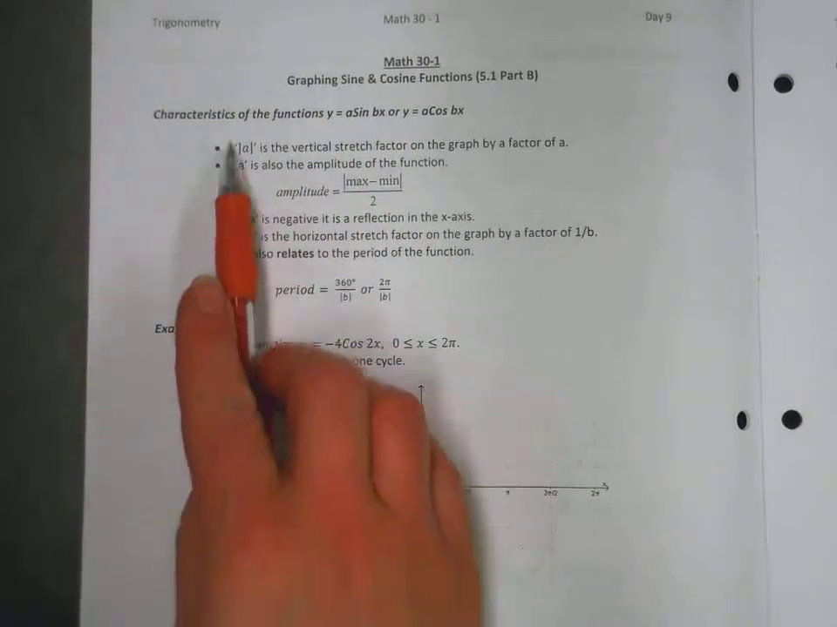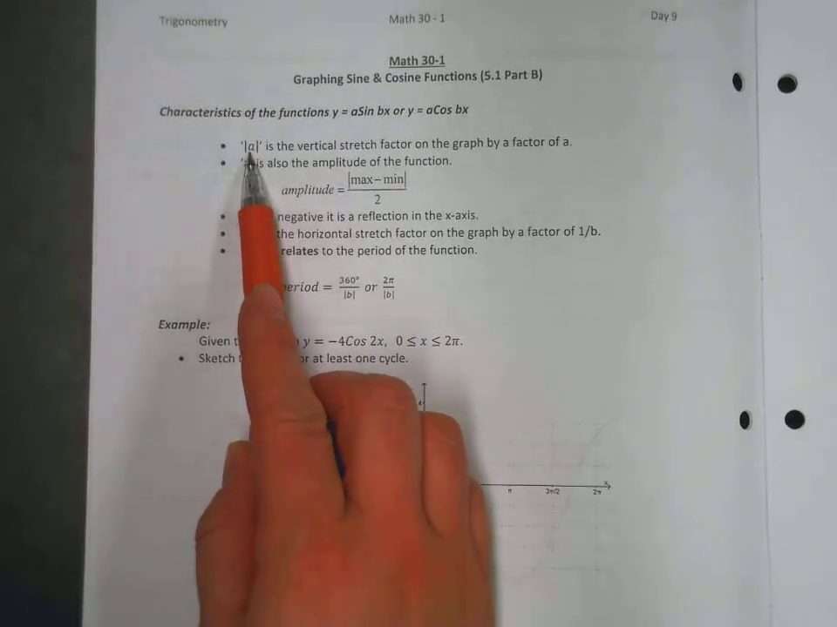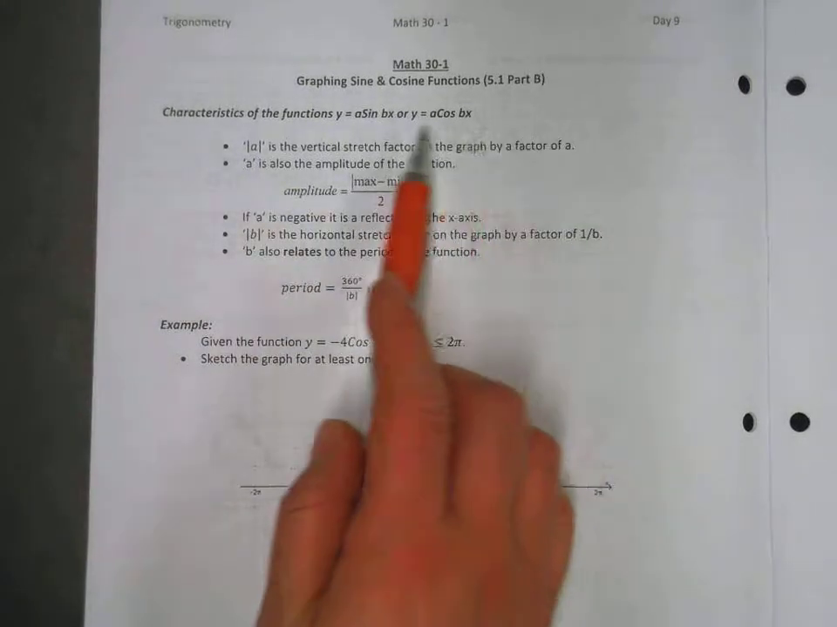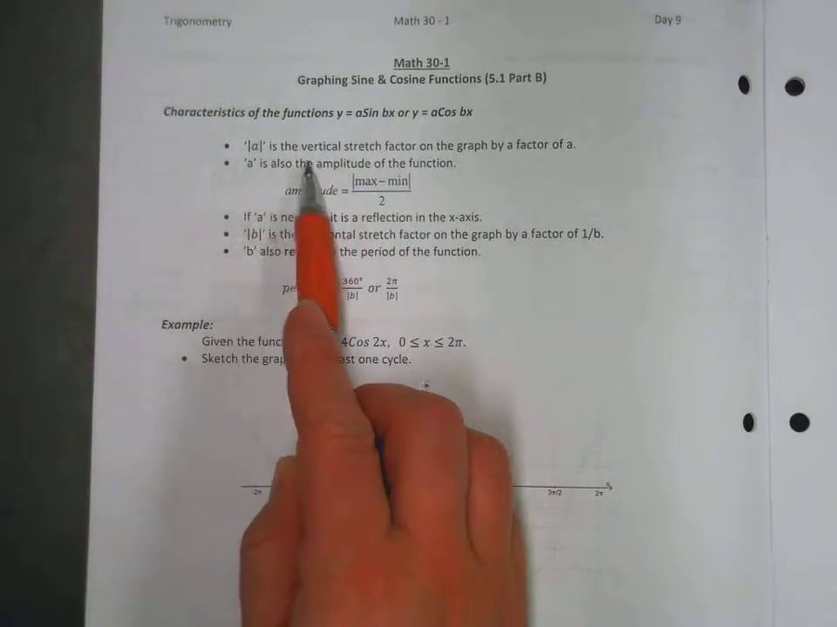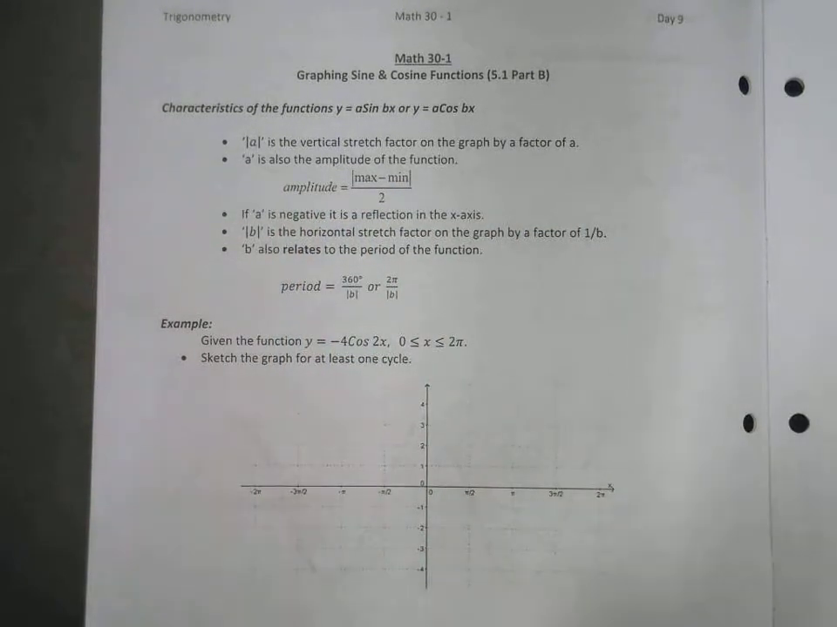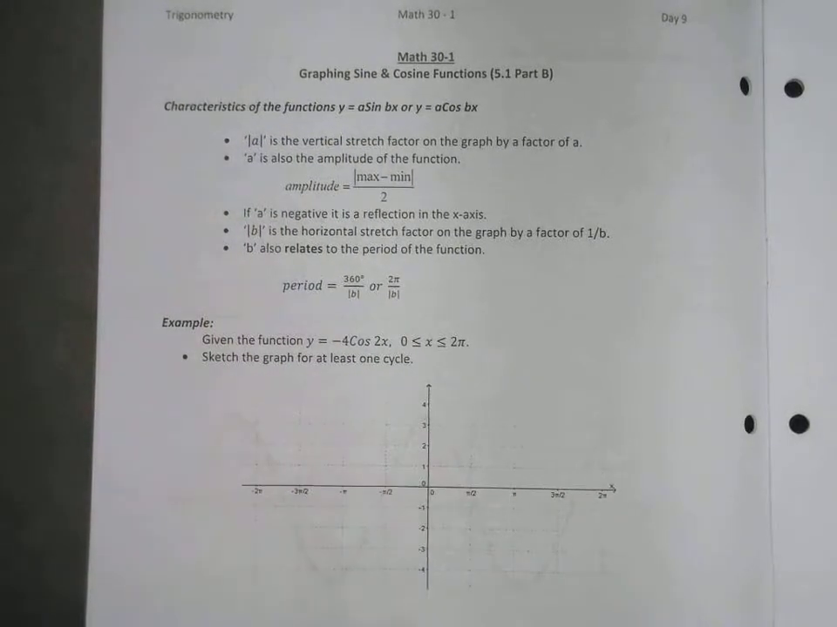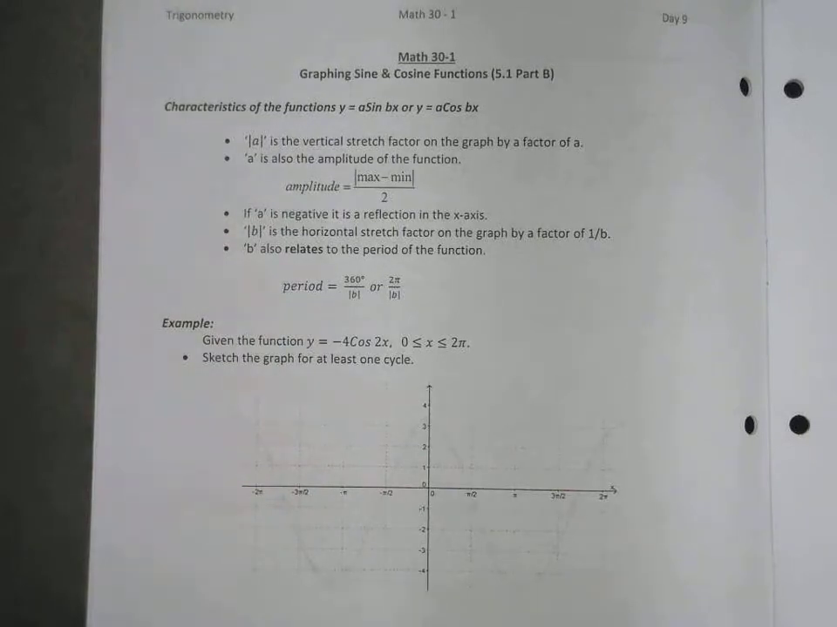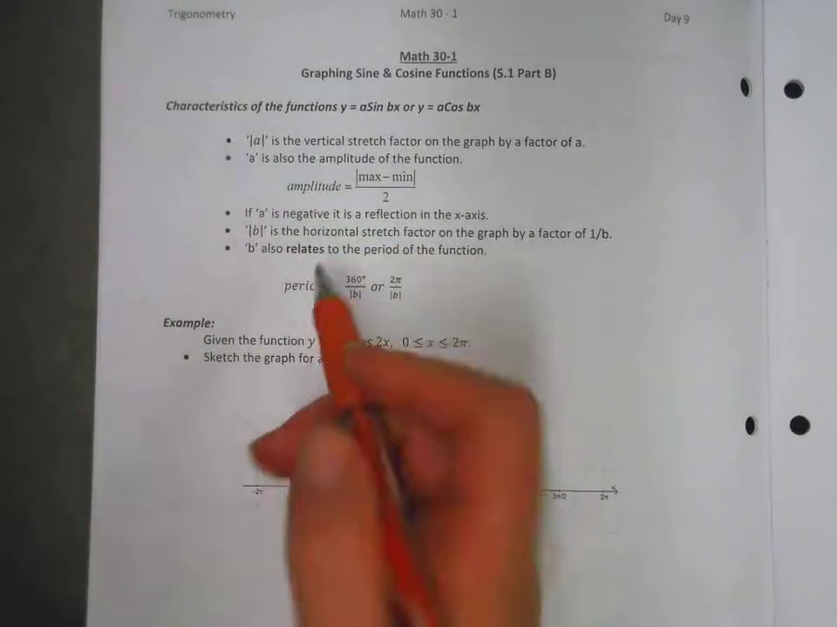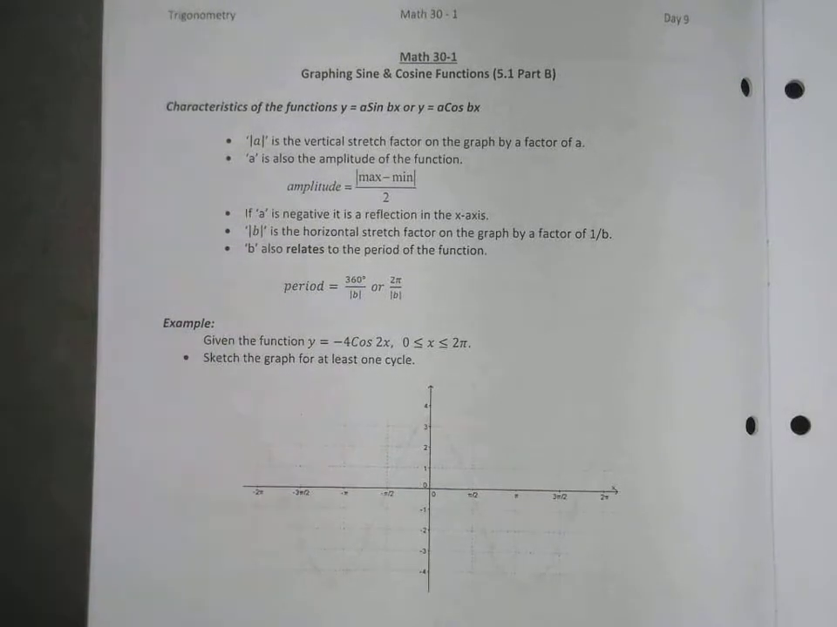So just some review. The absolute value of a is going to be the vertical stretch factor on the graph by a factor of a. In terms of sinusoidal functions, we refer to a as also the amplitude of the function. So sometimes we're going to talk about it as a stretch, but sometimes we're going to talk about it as an amplitude. Sometimes you can sketch a graph using transformations, or sometimes you can sketch the graph thinking about your period and amplitude. You're going to have to pick a method that works for you. I often go to amplitude and period, but that doesn't necessarily have to be the case.